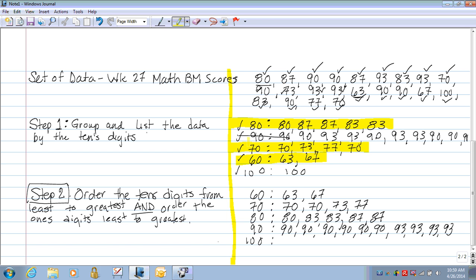Oops. And now what is left is 100, and I have one of those, so I will write 100. I want you to push pause to get down your notes and take a look at the data and make sure you understand why we wrote it the way we did.